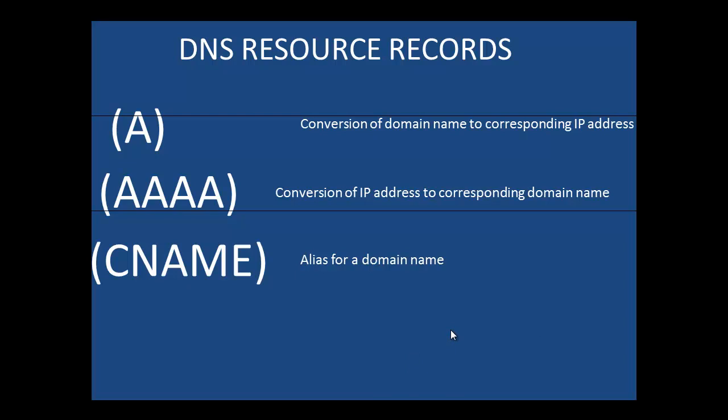Next, we have what we call an MX record. And this is a record used for mail exchange servers. So the MX record specifies the mail exchange server that you need to use, and it allows you to route emails to the proper host.